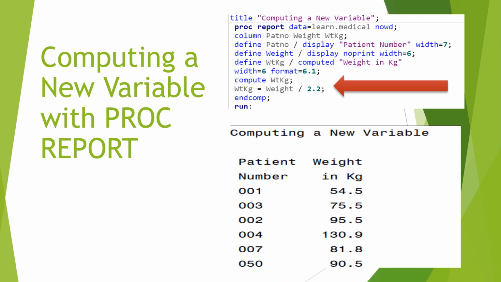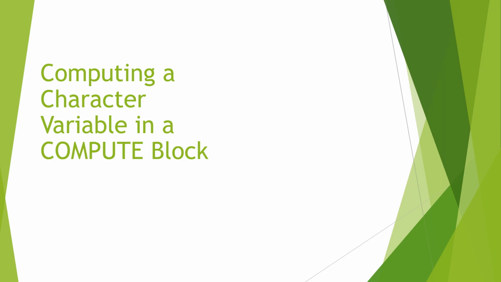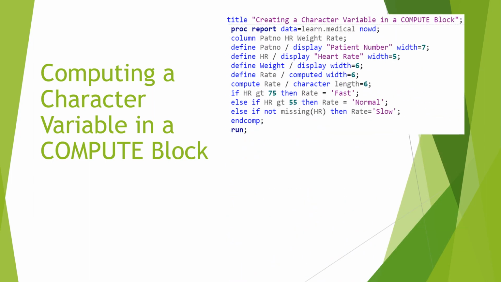This is the final report having the weight in kgs being displayed along with the patient number. As mentioned in the previous example, you can include programming logic within a compute block. In this example, you want to create a new character variable rate that has a value of fast, normal, or slow based on the heart rate.